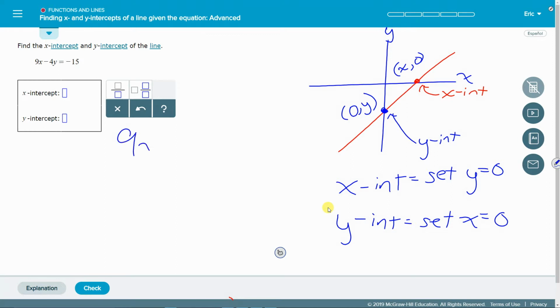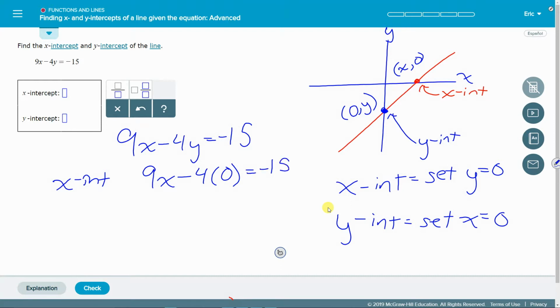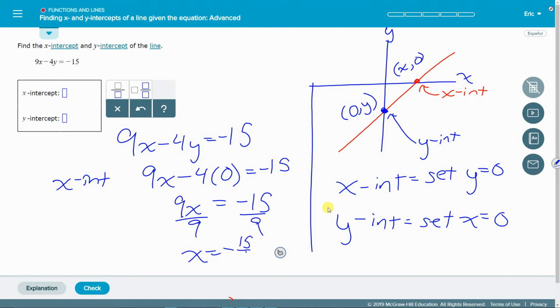I have 9x minus 4y equals negative 15. For my x-intercept, I have 9x minus 4 times 0, since I'm setting my y equal to 0, equals negative 15. And then from here, I would just go on and solve my function. 9x minus 0 equals negative 15. Divide by 9. x equals negative 15 ninths, which can be reduced to negative 5 thirds. That's my x-intercept. It's just negative 5 thirds.